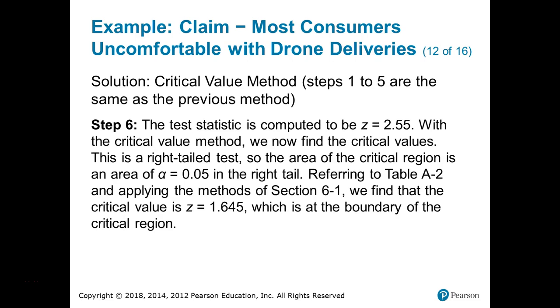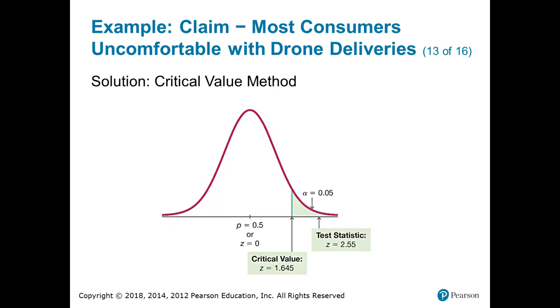With the critical value method, we now find the critical values. Again, this is a right tail test, so the area of the critical region is an area of alpha equals 0.05 in the right tail. Referring to table A2 and applying method 6.1, we find that the critical value is 1.645, which is the boundary of the critical region. So we now have a critical value of 1.645.